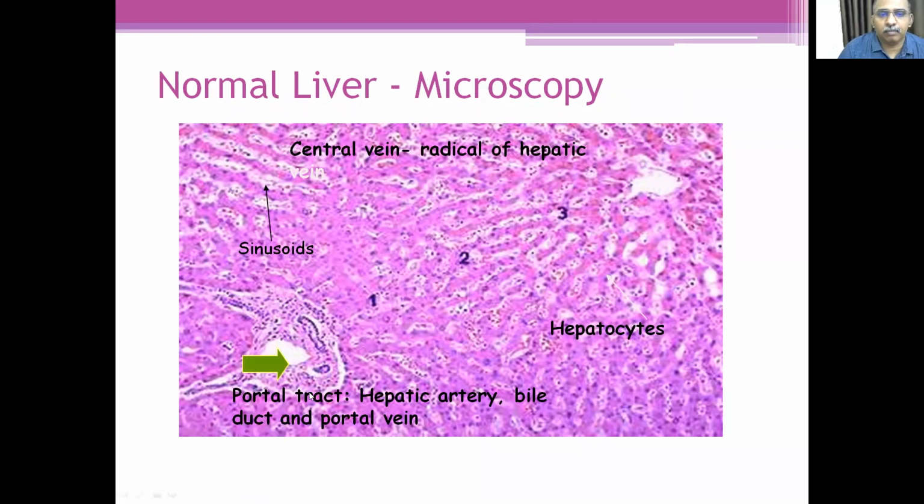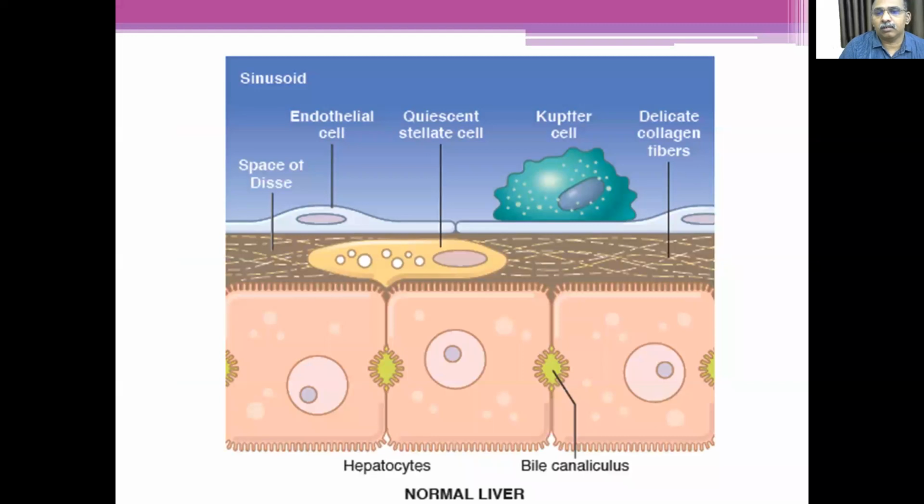So this is the portal tract, and this is the central vein. In between, hepatocytes are arranged in the trabecular pattern. So, this is a much more elaborate view. These are the hepatocytes in between, and this is the sinusoidal region. Blood flows through the sinusoidal region, and this sinusoidal region is lined by endothelial cells.